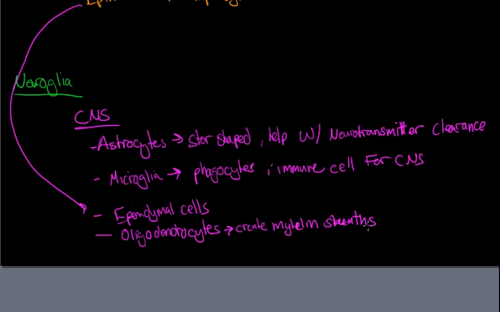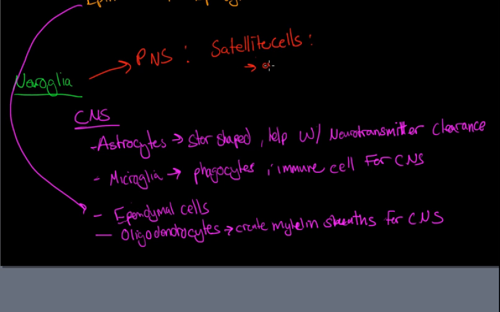So there's two types of neuroglia found in the PNS, and I'm just going to draw them up here and then draw arrows because they're going to be similar to ones found in the CNS. And I've run out of space here. So neuroglia in the PNS. We're going to have satellite cells, which are analogous to astrocytes, but found in the PNS.